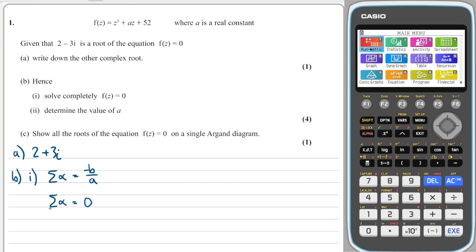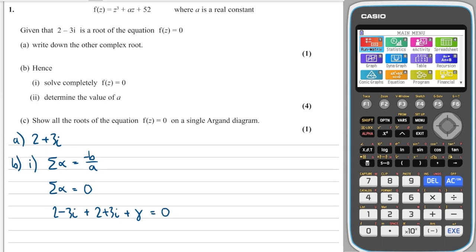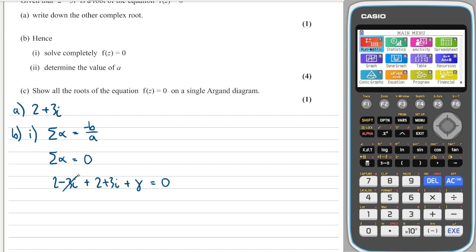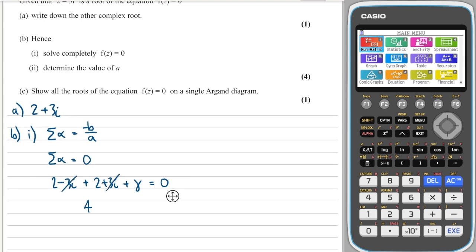And the sum of the roots will be 2 minus 3i is the first one, plus 2 plus 3i, plus the third root, let's call it gamma. And that's going to equal 0. So the minus 3i and the plus 3i will cancel, so we get 4. So therefore the third root is equal to minus 4.